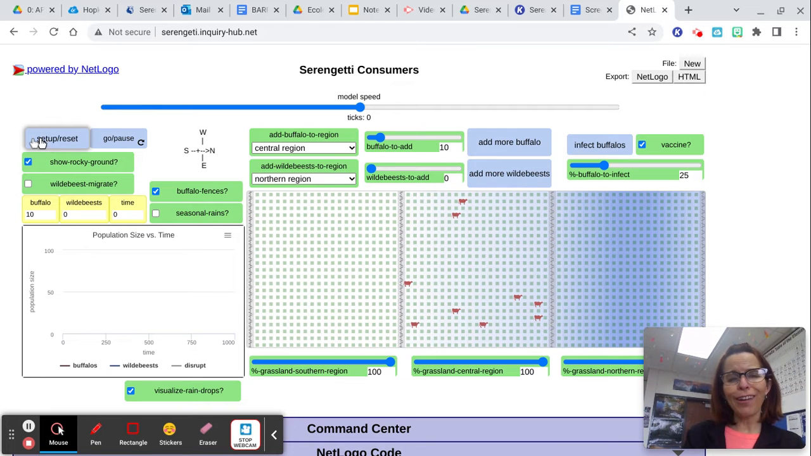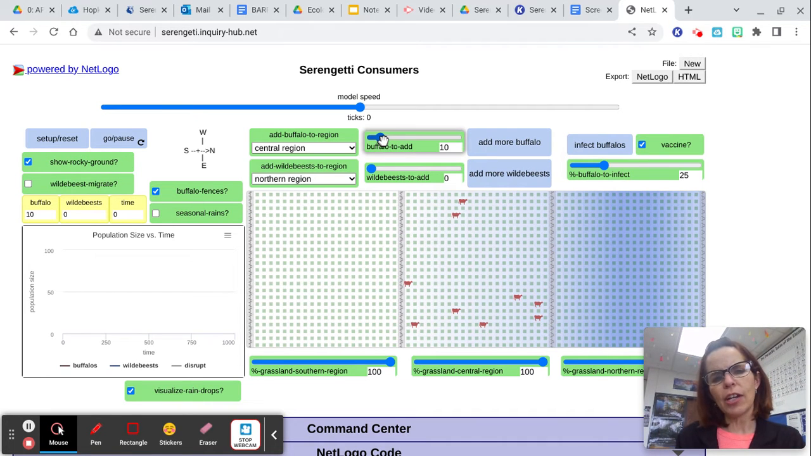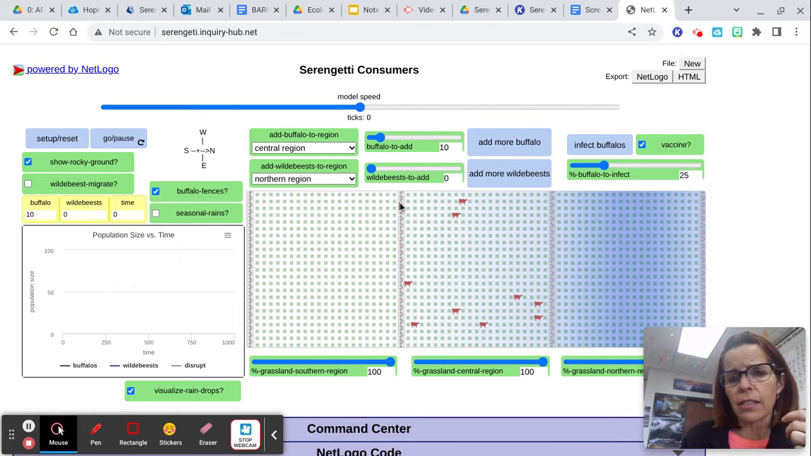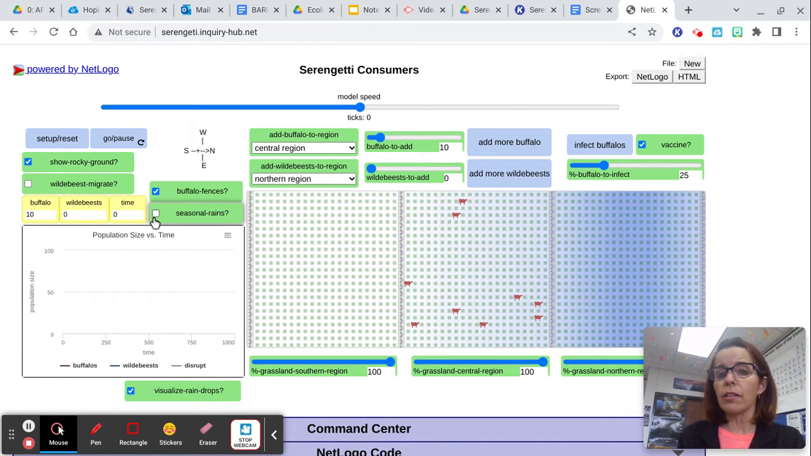And then you have all kinds of things that you can change. You can change how many buffalo are going to be in the area. You can change whether or not there are fences present. You can change the grassland, how much is grass and how much is rock. You can change whether there are seasonal rains or not. We're not going to mess with any of that yet. We just need to see the simulation in action.